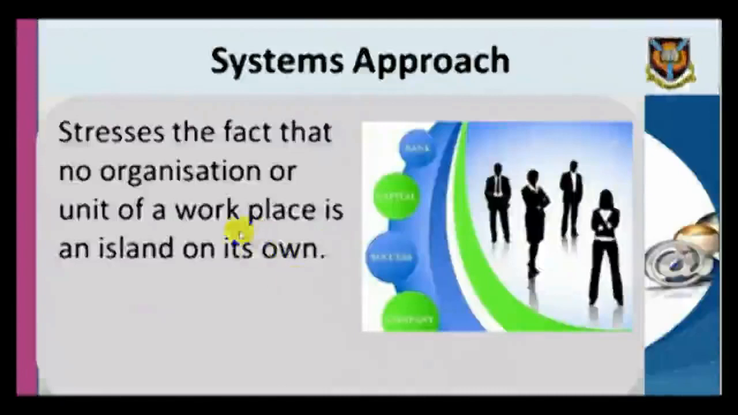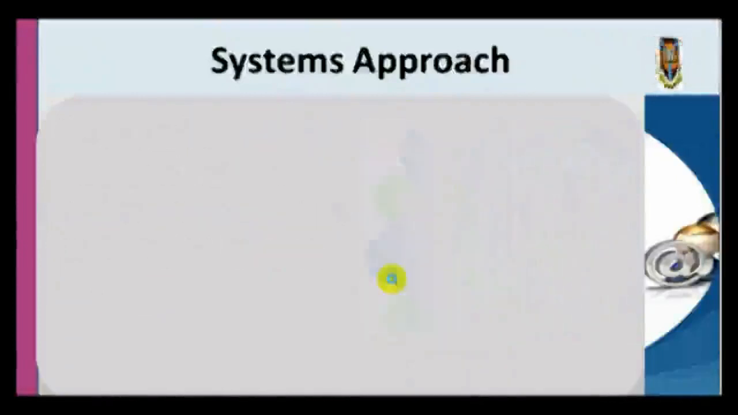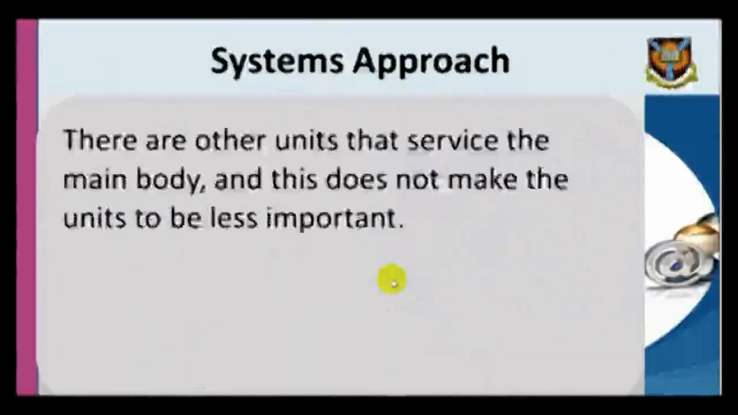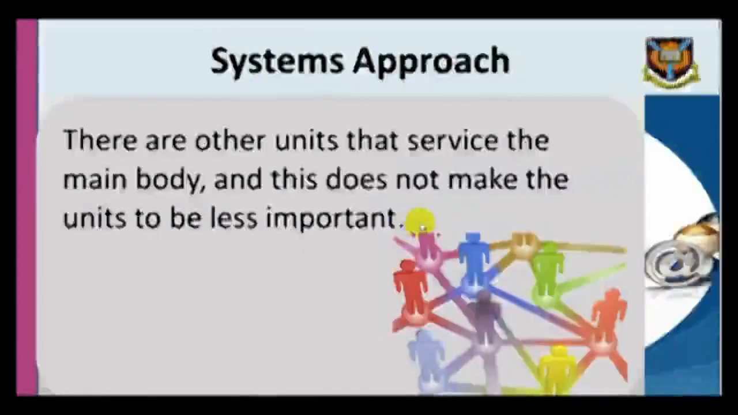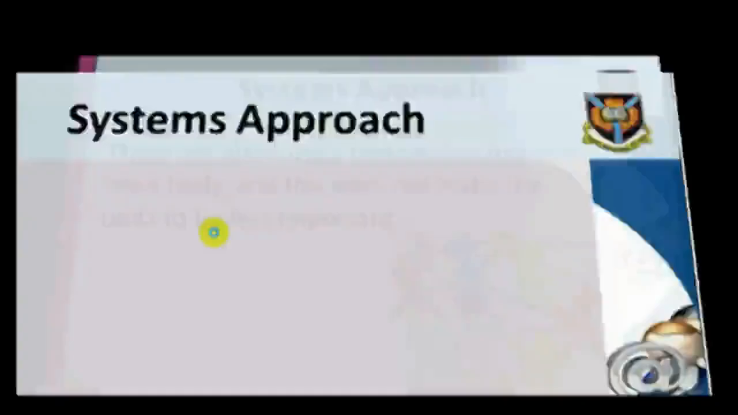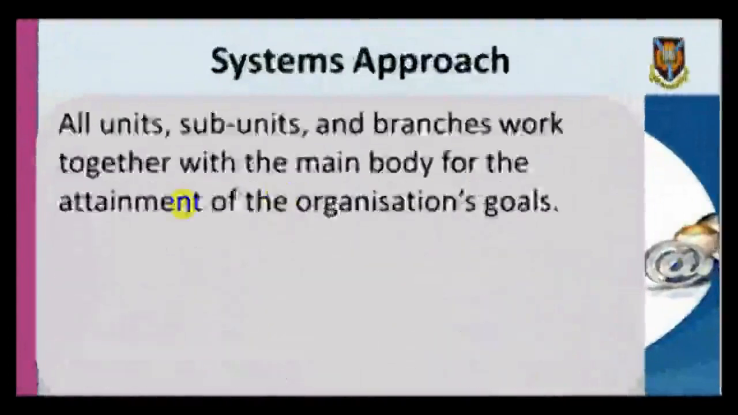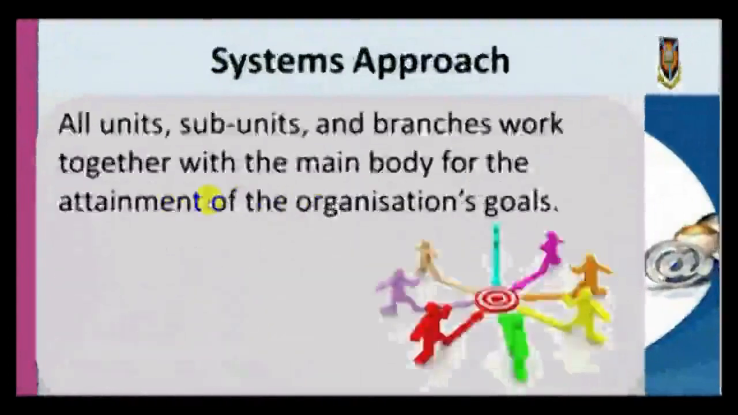Reflection. No organization or unit of a workplace is an island on its own. That is, there are other units that service the main body, and this does not make the units to be less important. All units, subunits, and branches work together with the main body for the attainment of the organization's goals.